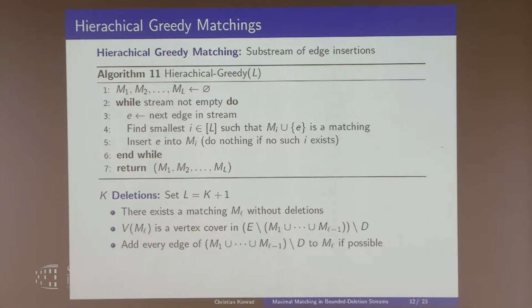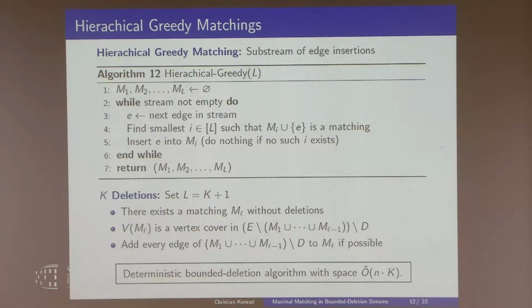So this means just doing that, we get already a deterministic bounded deletion algorithm with space n times k, because we have k levels that we need to use here. Okay. Any question on this? No. Okay, but we need something more, because we want to go down to space n root k.